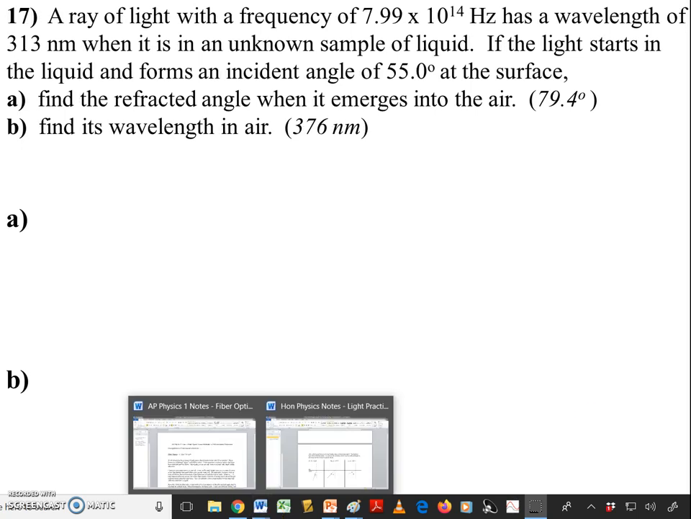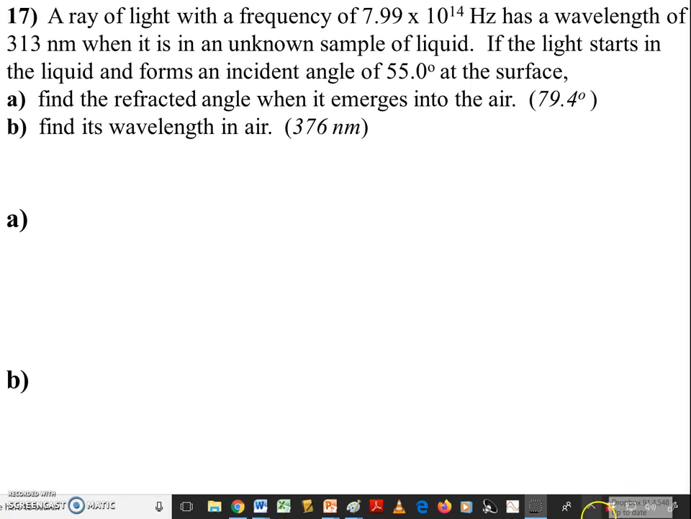Hello, honors physics students. Let's start with problem 17, where we left off in last class. Okay, so just to refresh your memory of where we were, read the problem to yourself again, and pause the video to see what you've done so far.